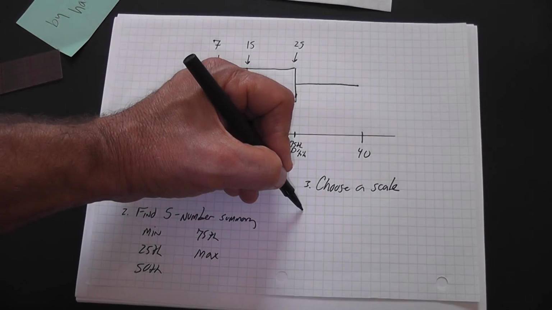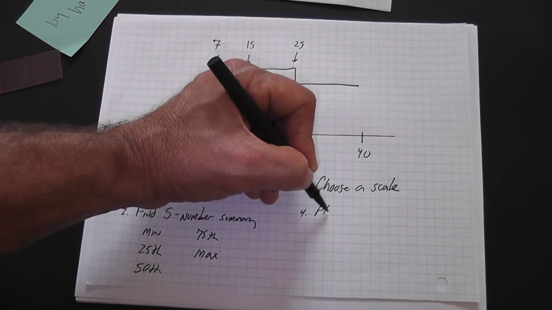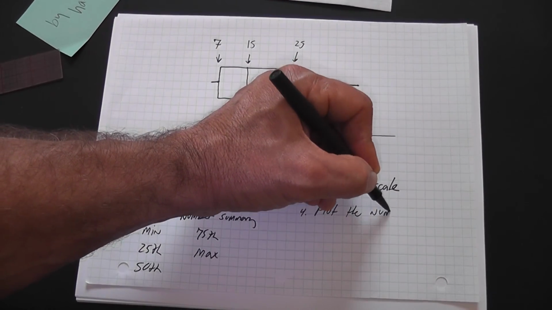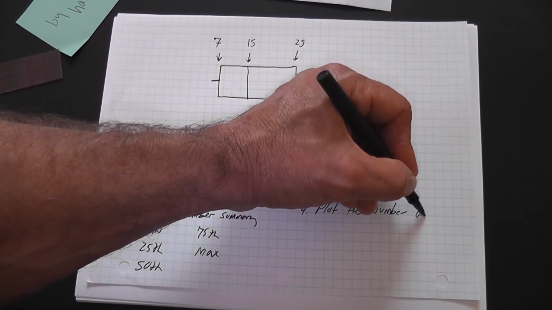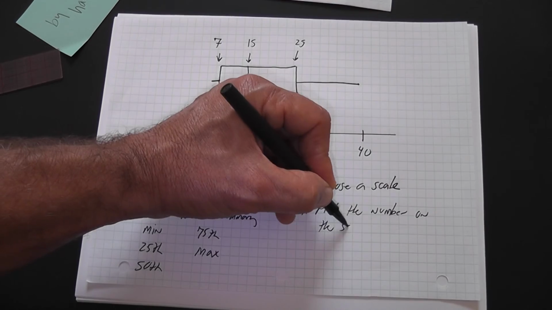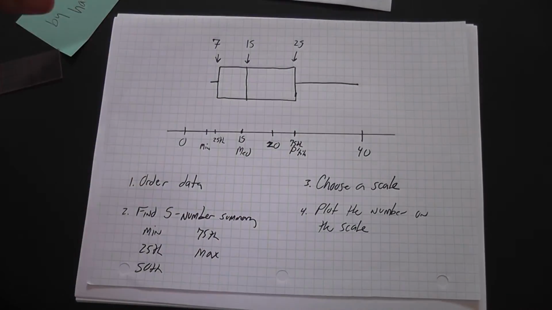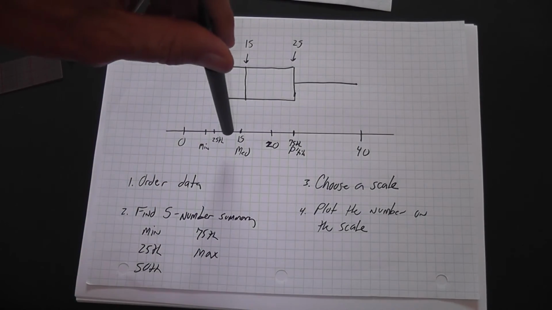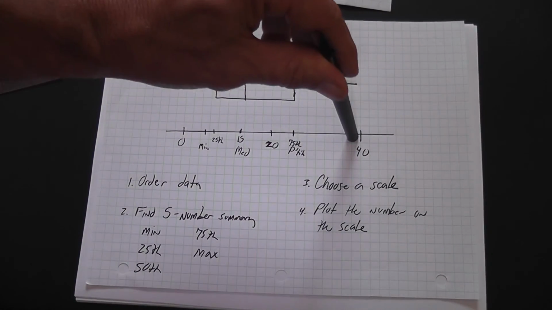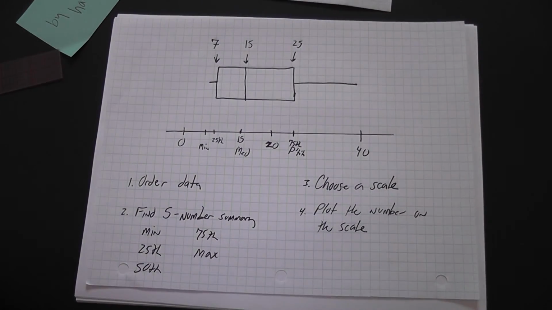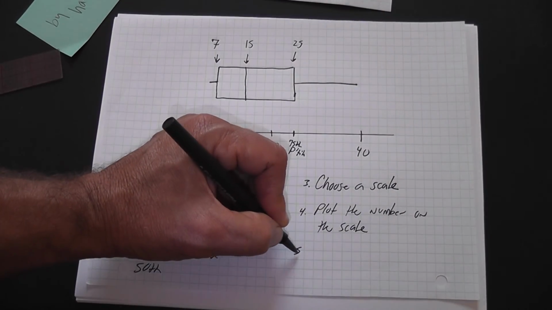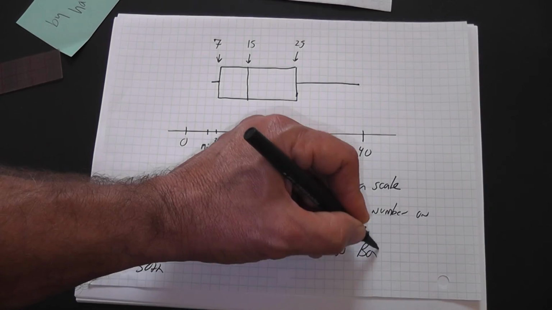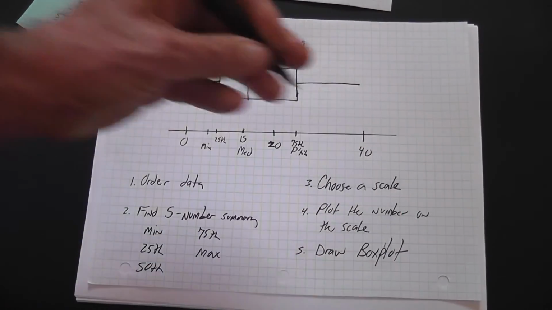After you choose a scale, what you're going to do is you're simply going to plot the numbers. And I plot the numbers on the scale first. And I might do that in a pencil and then erase it. So these down here, if you notice, here's my scale. I plotted these particular points. I might do that in pencil and just erase it. It wouldn't necessarily matter. And then last, what you're going to do is you're going to draw your box plot. Anyway, that's how you draw a box plot.